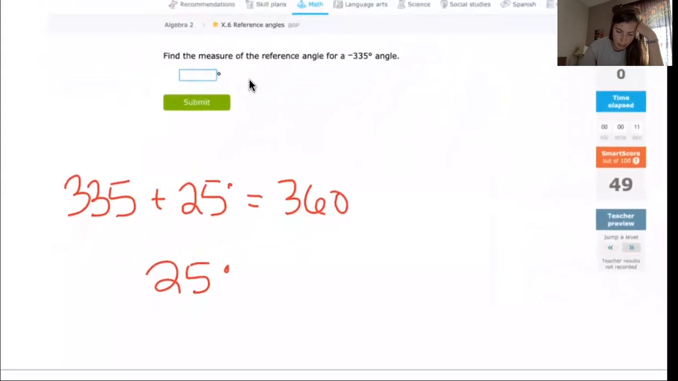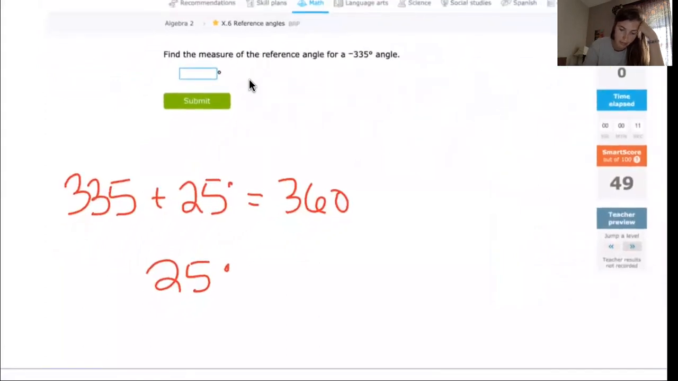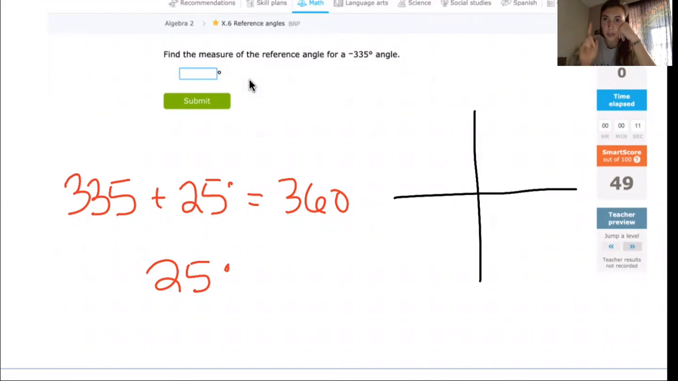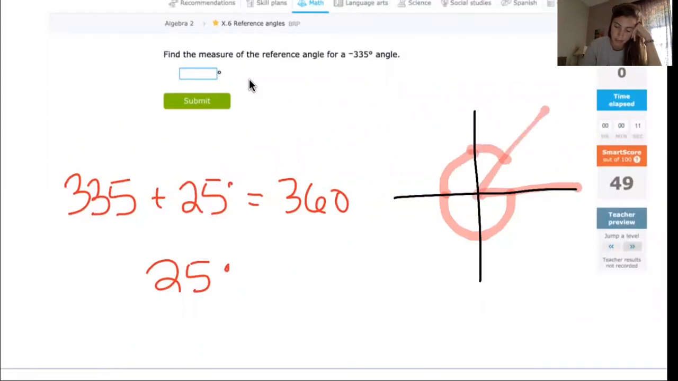Okay, the measure of a reference angle for a negative 335. Okay, let's draw it. I'm a big fan of drawing all my angles. Visuals help a lot if you're getting confused. So my initial, I start there. This is negative 90, negative 180, negative 270. So negative 335 is going to be somewhere in there. Negative 335 degrees. The fastest way for me to get back to the x-axis from there is going to be in blue. It's going to be this angle right here.